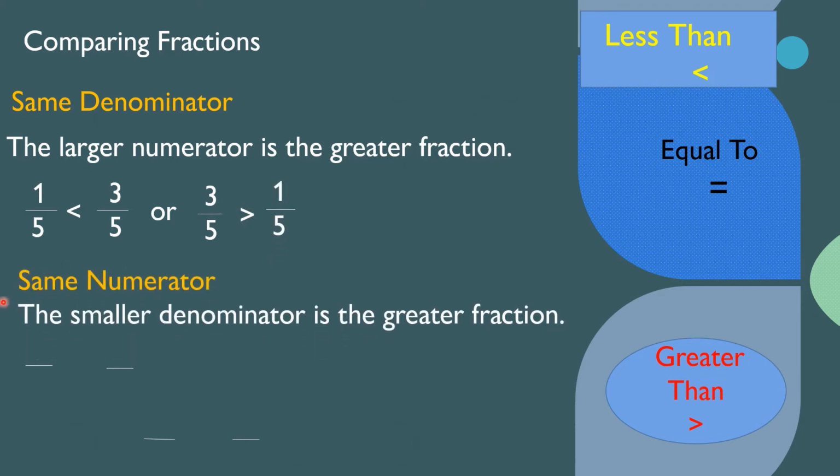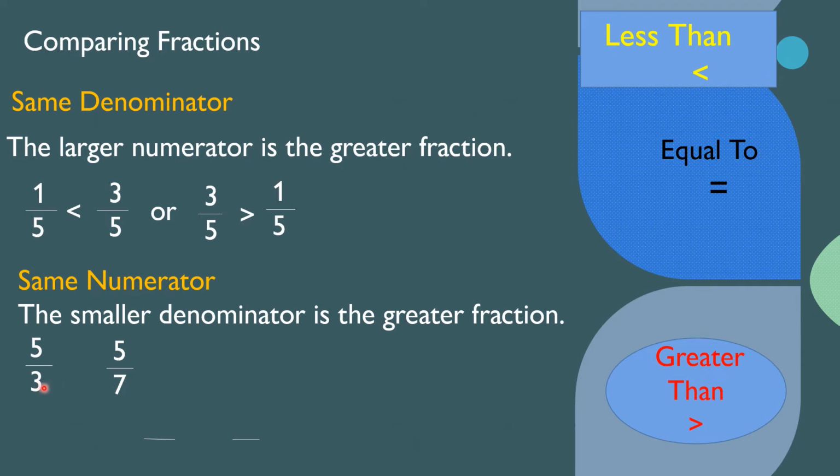Okay, ngayon, ano naman ang gagawin? Paano naman natin ngayon i-compare pag same numerator? Kanina, same denominator, yung nasa baba. Ngayon, same numerator. Yung nasa taas naman ay pareho. Ayan. So, the smaller denominator is the greater fraction. So, mas maliit daw na denominator ay mas malaking fraction. So, compare natin ngayon. Pareho ang numerator nila. So, ang i-compare lang natin yung denominator.